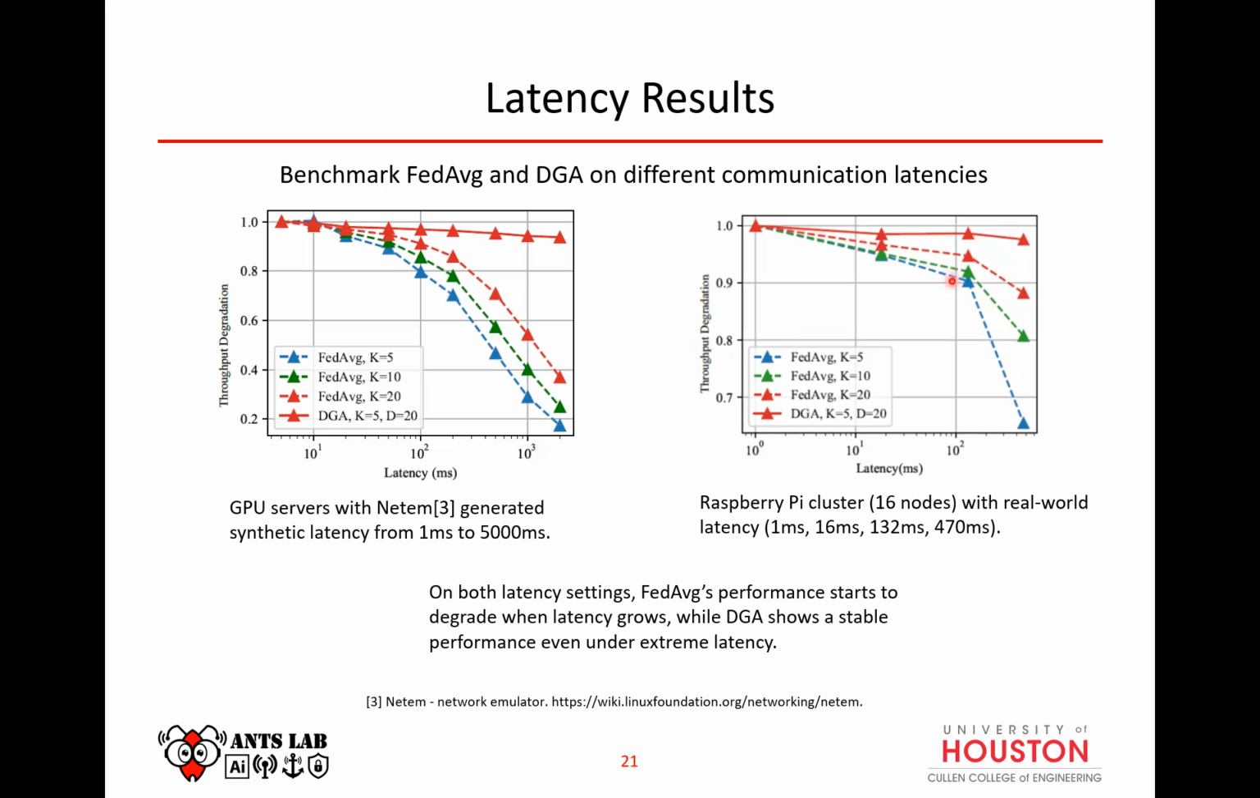And in comparison with federated averaging, doing the same experiment on the same settings, they saw that federated averaging performs much worse than this method. So in both latency settings, whether synthetic or a real device experiment, we see that federated averaging performance starts to degrade once the latency increases, because initially they all start off at the same throughput. But DGA's performance, even under high latency, is still remarkable. So these are the main things that this paper offers.